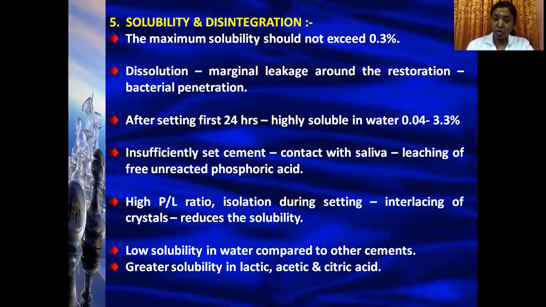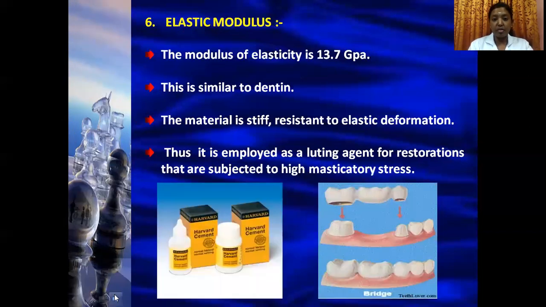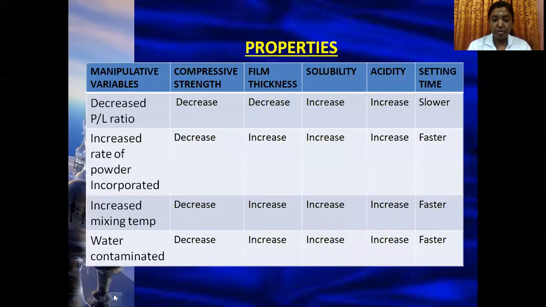However, the cement has low solubility in water when compared to other cements, for example zinc oxide eugenol. However, zinc phosphate has a greater solubility in lactic acid, acetic acid, and citric acid. The value for the elastic modulus for zinc phosphate is about 13.7 gigapascals. This is similar to dentin. Hence, the material is stiff. It is resistant to elastic deformation. So it is mainly used as a luting agent for restorations which are going to be subjected to heavy masticatory stresses. Harvard cement is the other name for zinc phosphate. What you can see here is an FPD, which is being luted with zinc phosphate cement.